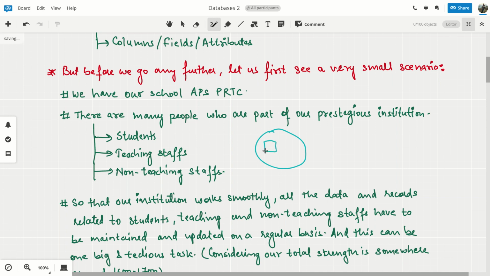One is your students, another is your teaching staffs, that is your teachers, and another is non-teaching staffs. So broadly, we can classify all the members of our prestigious institution, that is our school, into these three categories.